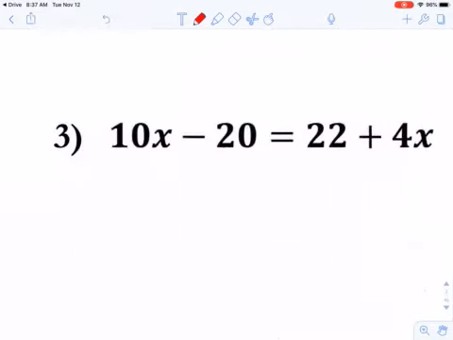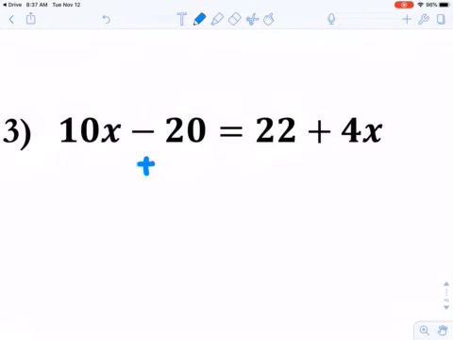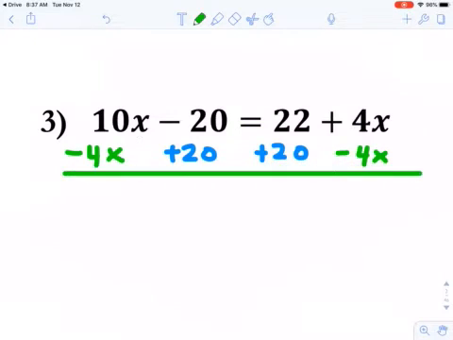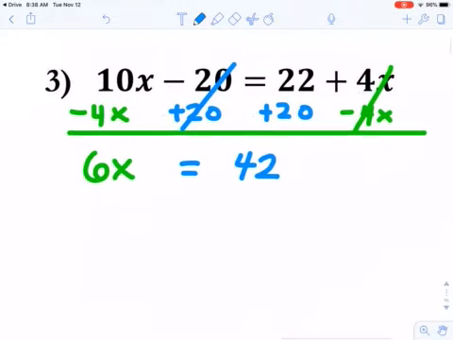And solving the last one, again pretty quick here. I'm going to add the 20 over and combine it with the 20 on the other side. At the same time, I'm going to move over this 4x to the left side and combine my x's. So again, I want to gather my x's on the left side. That's going to give me a 6x. And I'm going to gather my constant terms, so the numbers, on the other side. So 6x equals 42, divide both sides by 6, we get x equals 7.